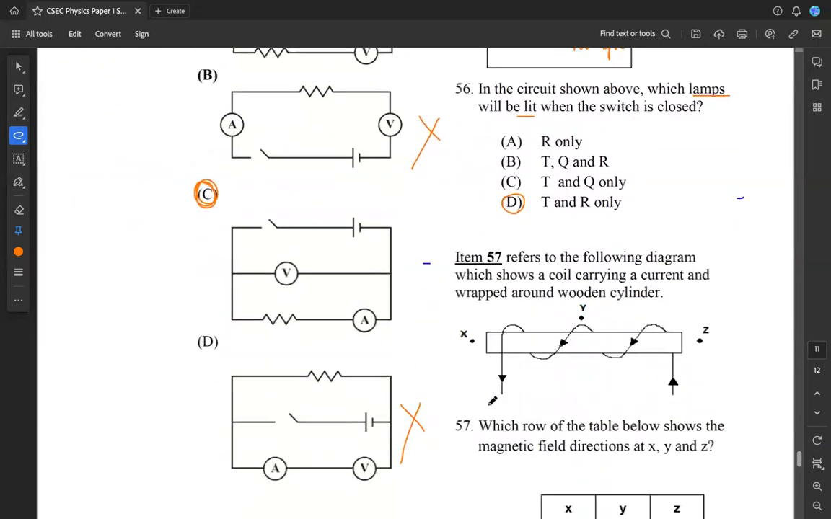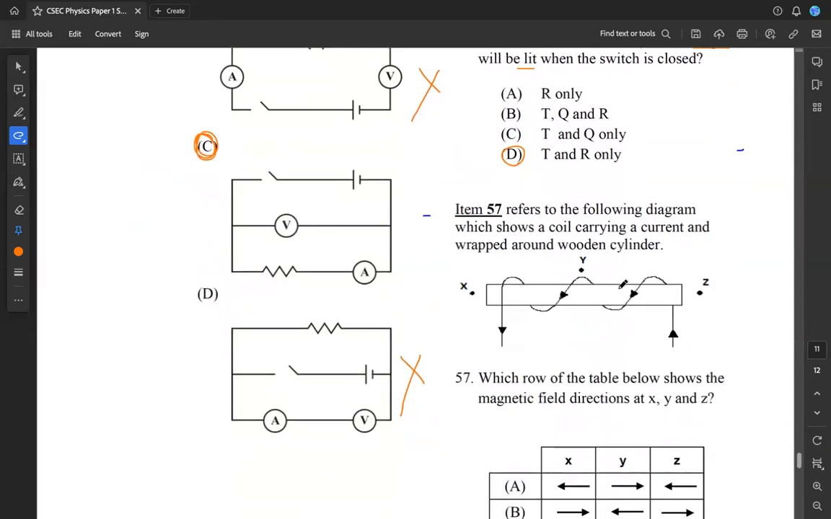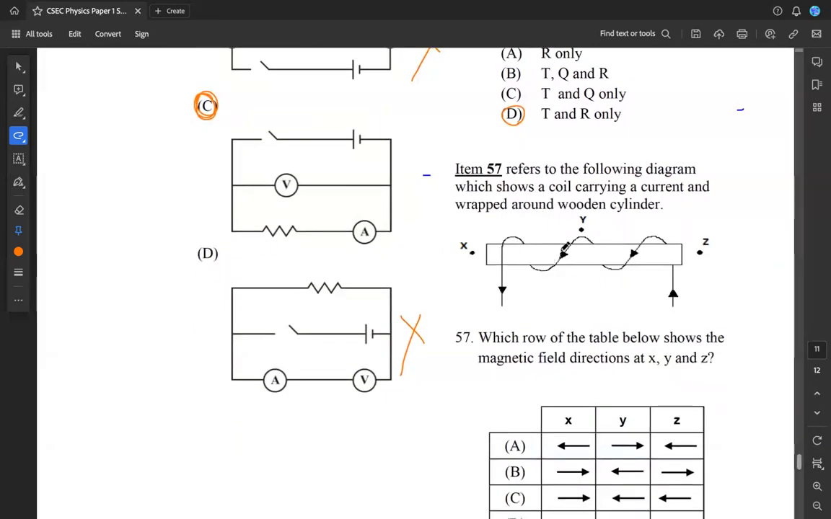So moving along to 57. Item 57 refers to the following diagram, which shows a coil carrying a current and wrapped around a wooden cylinder, right? So this is our situation here. We have this coil that's carrying a current and it's wrapped around a wooden cylinder. We have this point X out here. We have a point Y in the middle, right? And we have this point Z out here, right?